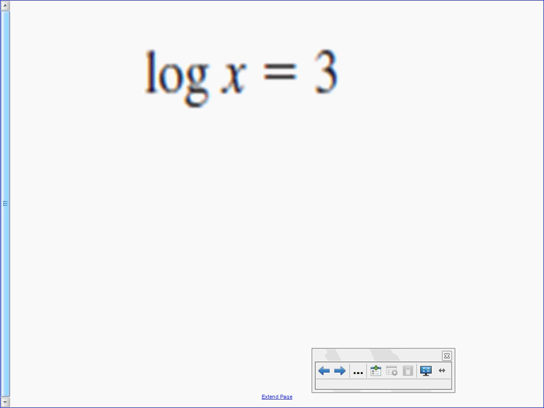What do you do? Very good. It's base 10. Everybody remember that? Why it's base 10? Because there's nothing written. You can put a little 10 here if you want. So now it just becomes.